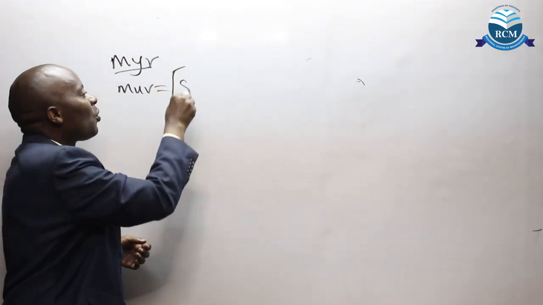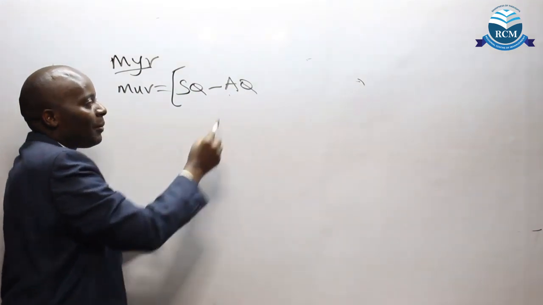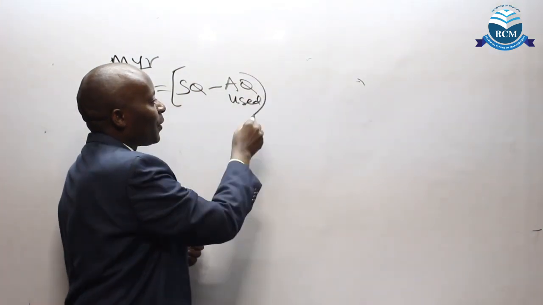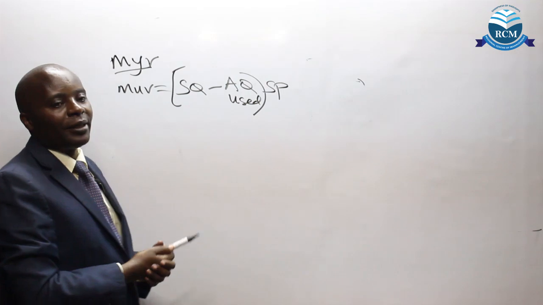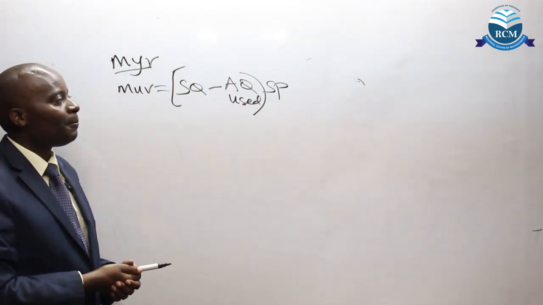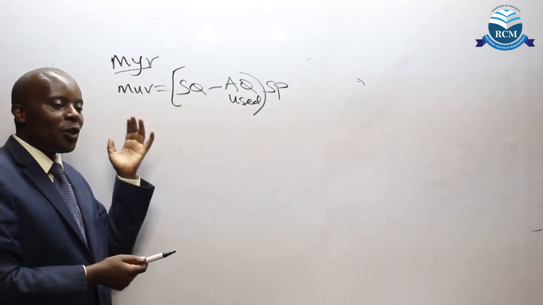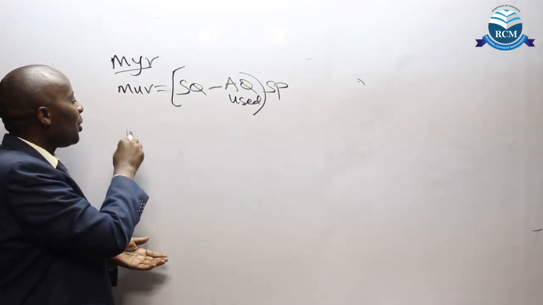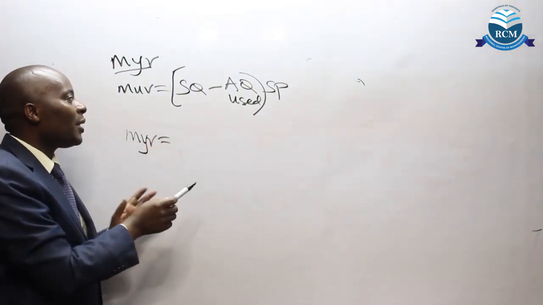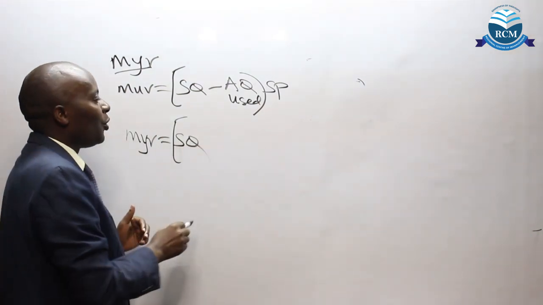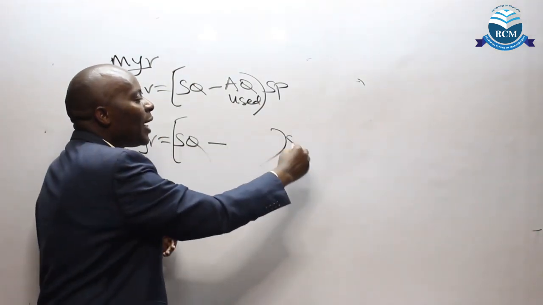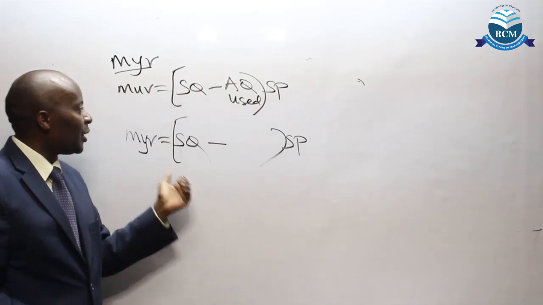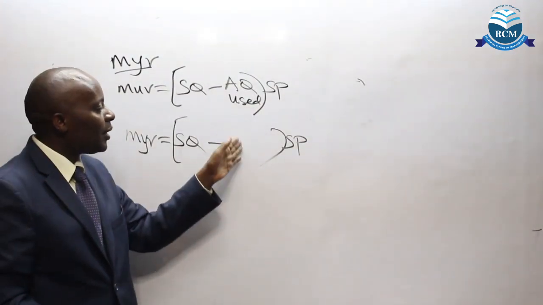Material usage variance will be equal to capital SQ minus AQ, multiplied by the standard price. This is quite synonymous with the material yield variance formula, which will have every other thing the same. You'll have capital SQ, minus something, and outside you will have the standard price just like for the usage variance. The only difference between the usage variance and the yield variance is basically here.